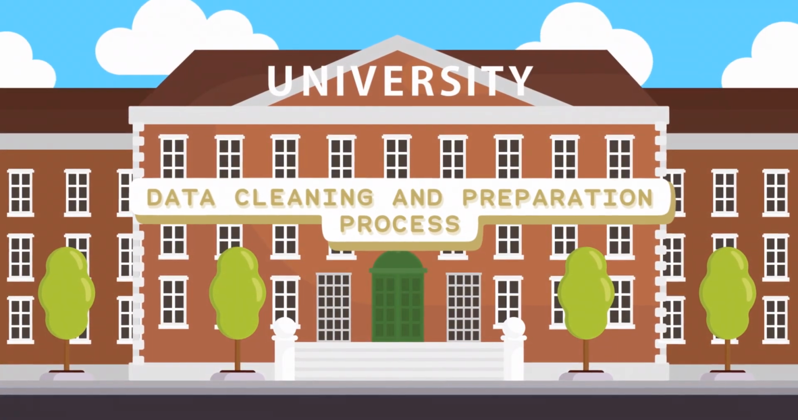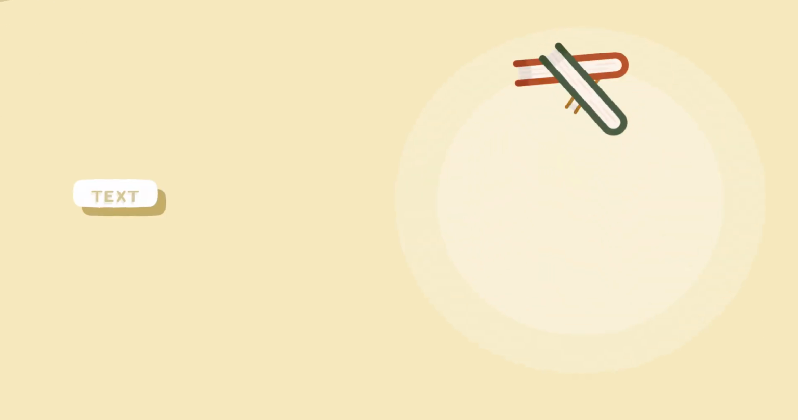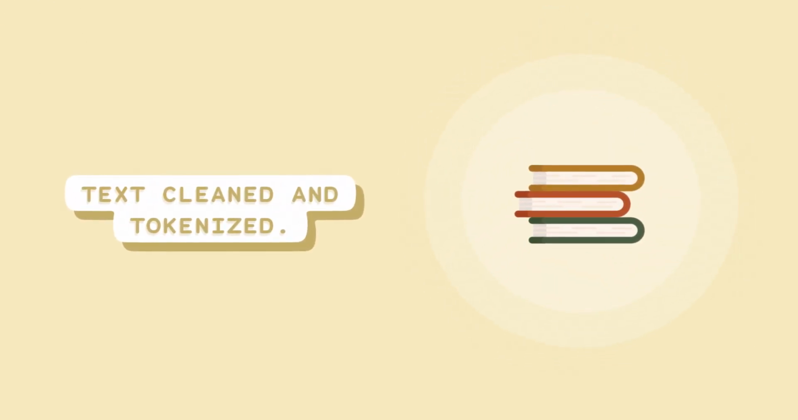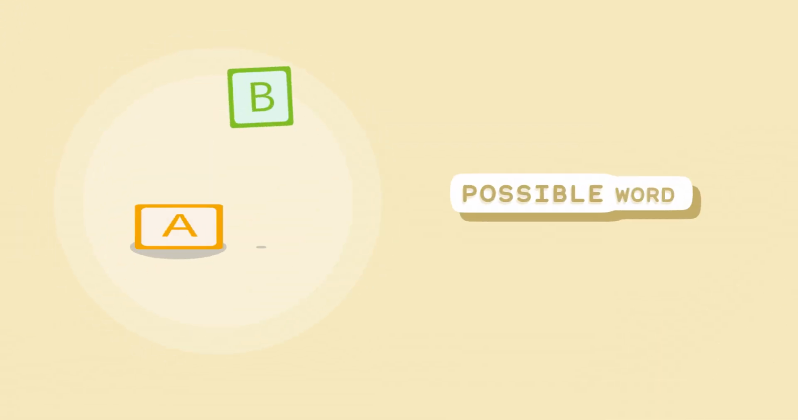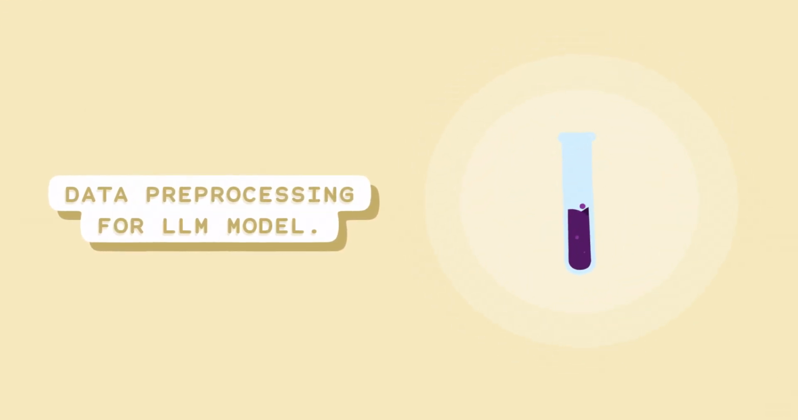Pre-processing. The collected text is cleaned and broken down into smaller pieces, called tokens. These could be words or parts of words. This step prepares the data for the LLM to process.